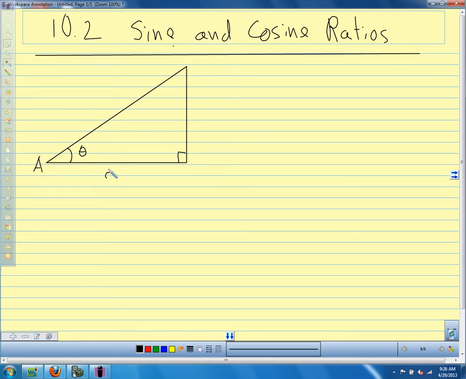So I'm going to label the sides here. We always talk about adjacent and opposite based on our angle. So this is our adjacent side. This is the opposite side, and the hypotenuse is always the hypotenuse. So those are our three sides of our right triangle. So we're going to define a couple of new ratios.